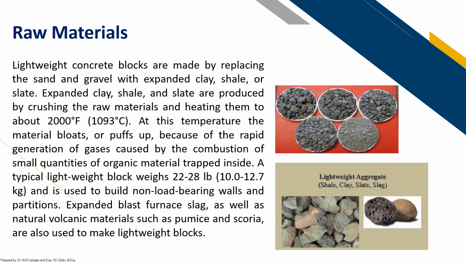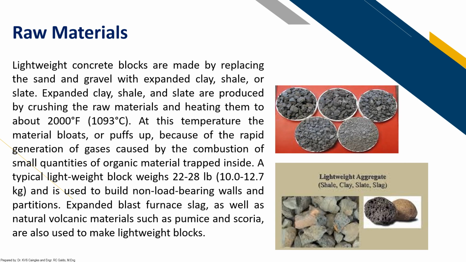Still on the raw materials we use in manufacturing concrete hollow blocks. Lightweight concrete blocks are made by replacing the sand and gravel with expanded clay, shale, or slate. Expanded clay, shale, and slate are produced by crushing the raw materials and heating them up to about 2000 degrees Fahrenheit. At this temperature, the material bloats or puffs up because of the rapid generation of gases caused by the combustion of small quantities of organic material trapped inside. A typical lightweight block weighs 22 to 28 pounds and is used to build non-load bearing walls and partitions.